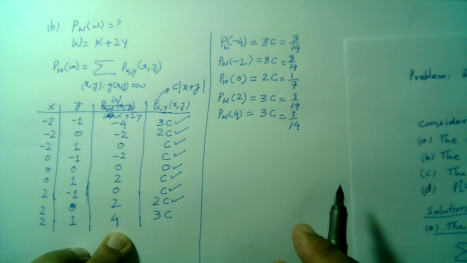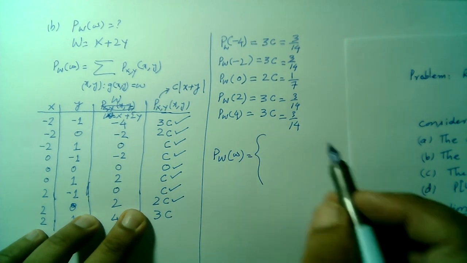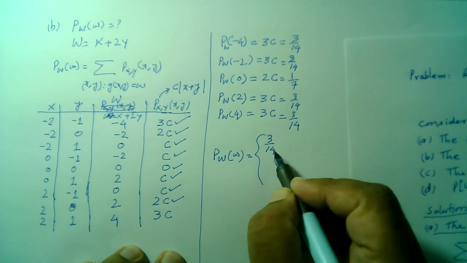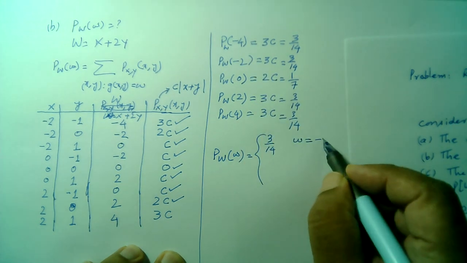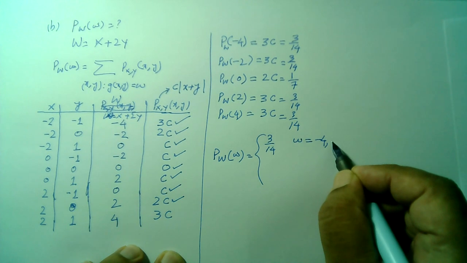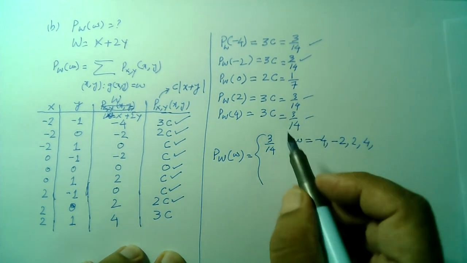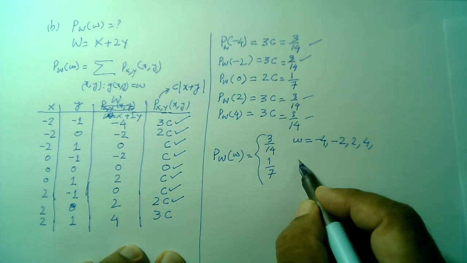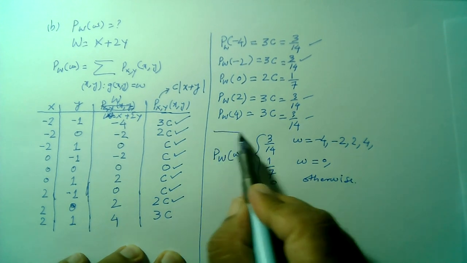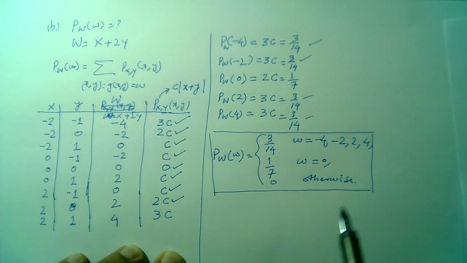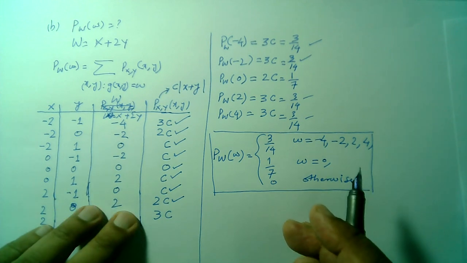So we can summarize this in the form of a PMF like this. The probability that w takes on 3 over 14 for w equal to minus 4, minus 2, 2 and 4, right? And it takes on 1 over 7 when w is 0, and this is 0 otherwise. So this is now the probability mass function for the derived random variable W, which is a function of two random variables X and Y. X and Y are discrete, so W is also discrete here, right?